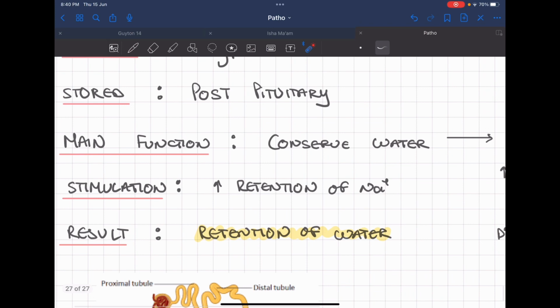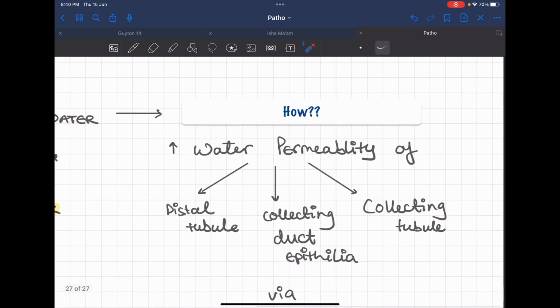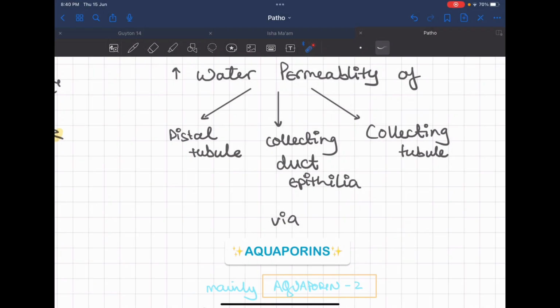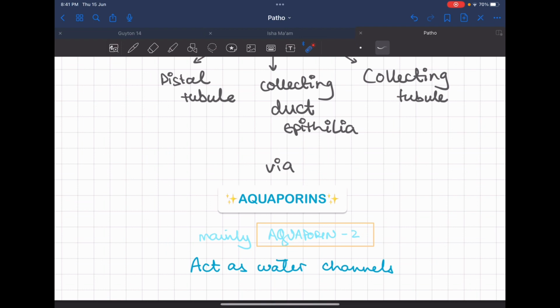The main function of this is to conserve water. But how does it conserve water? It increases the water permeability of the distal tubule, collecting duct epithelia, and the collecting tubule. Is it some magical reaction that increases the water permeability? No. It does this via protein channels known as aquaporins, more specifically aquaporin 2. These act as water channels and let more water out.